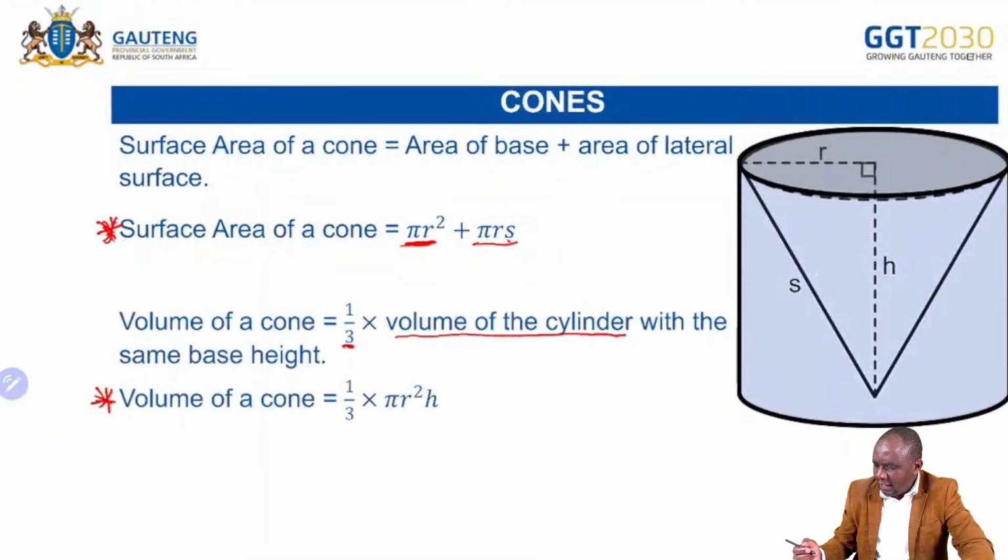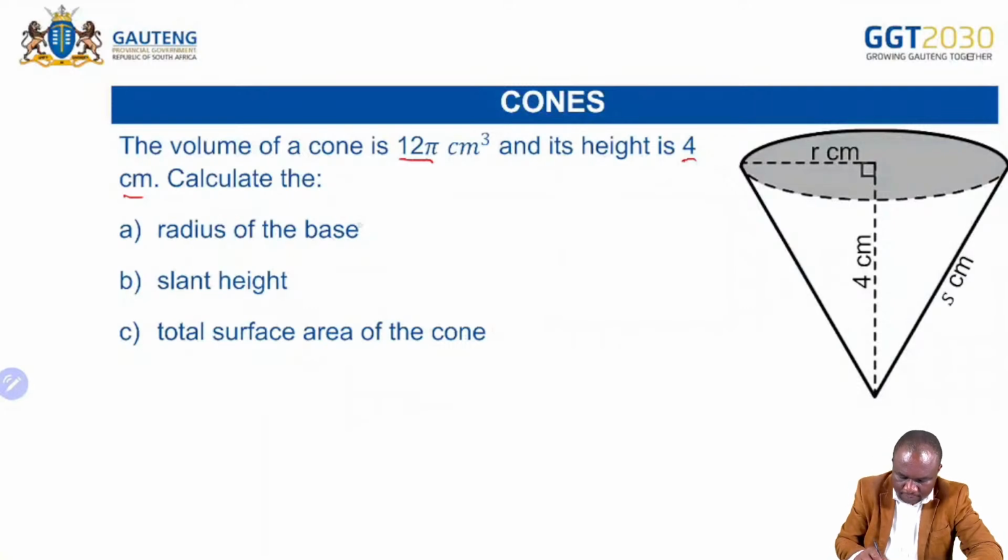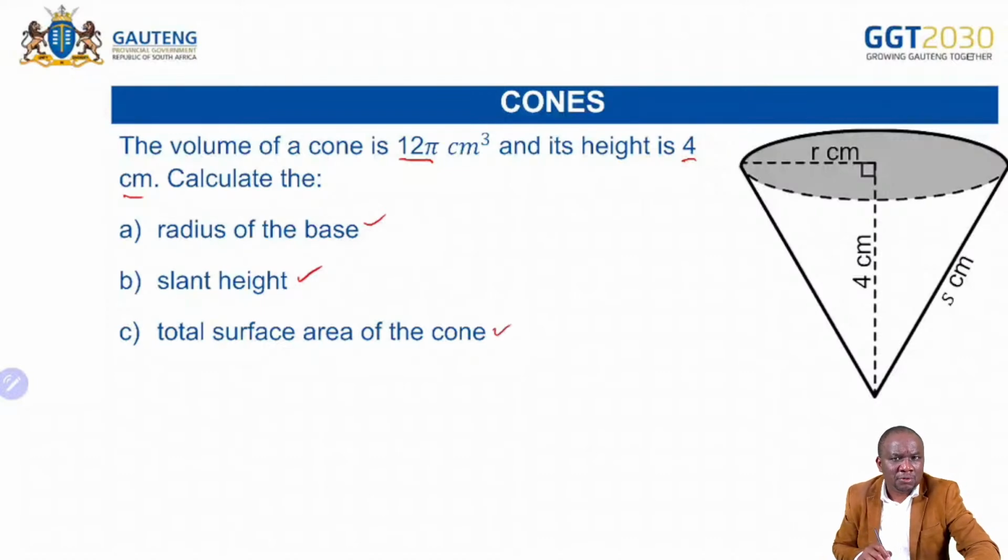Right, welcome back. I want us to try this. The volume of a cone is 12 pi cubic centimeters and its height is 4 centimeters. Calculate the radius of the base, calculate the slant height of the cone, and then the total surface area of the cone. Let me give you 3 minutes, and then after 3 minutes we're going to discuss. Let's try.